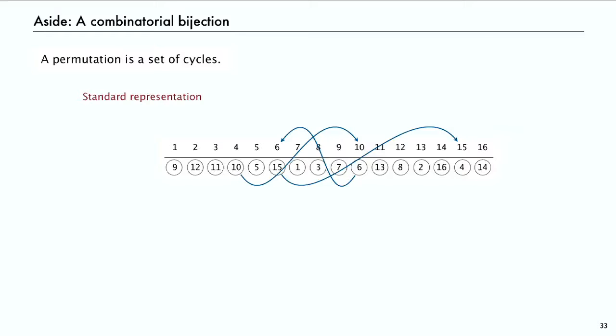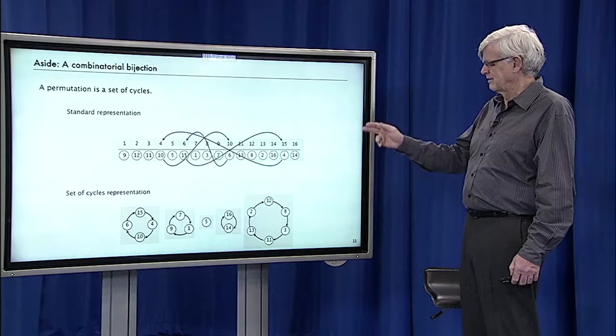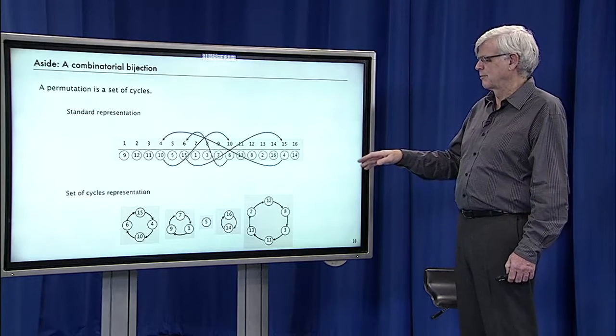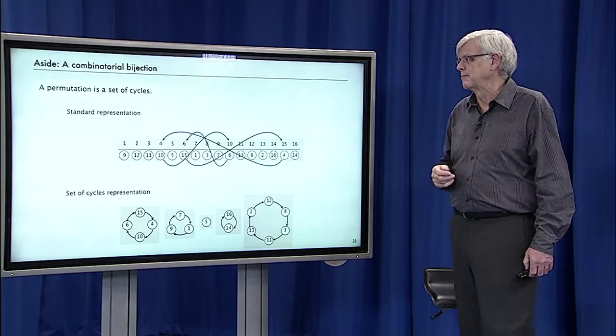And the point is, as you see from this example, eventually you're going to get back to where you started. That's a cycle. We could depict that just like this: you go from 4 to 10 to 6 to 15, back to 4. And if you've already done an item, ignore it. Otherwise, do this process. You can convert any permutation into a set of cycles. And it's a worthwhile exercise to figure out how to reconstruct a permutation from a set of cycles. But that's a well-known bijection.